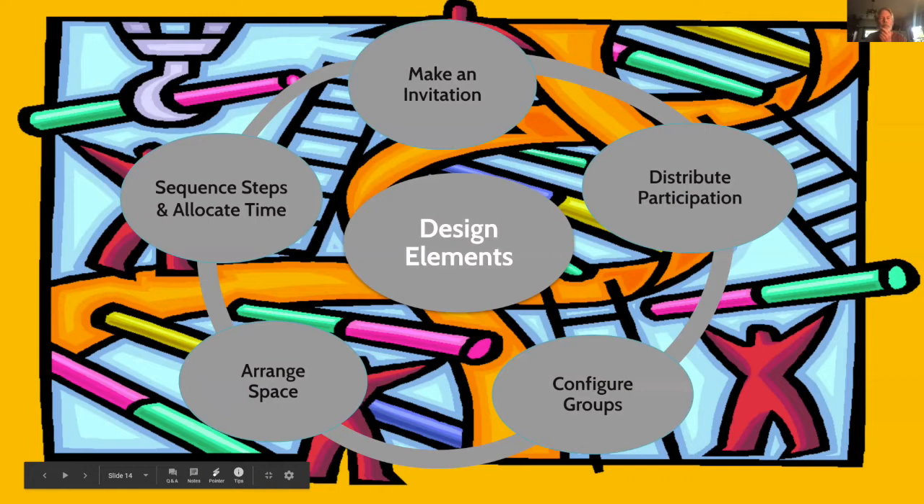Every Liberating Structure has five design elements. It starts with an invitation. You're distributing the participation, so it's not concentrated with an expert or anybody else with positional power. So I'm apologizing actually, because that's what's happening right now, this is broadcast to you, but that's just the way it's going today. Except when you're in the breakouts.